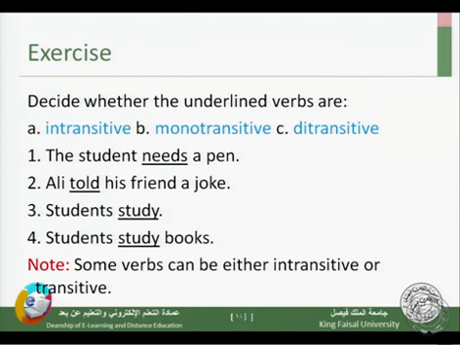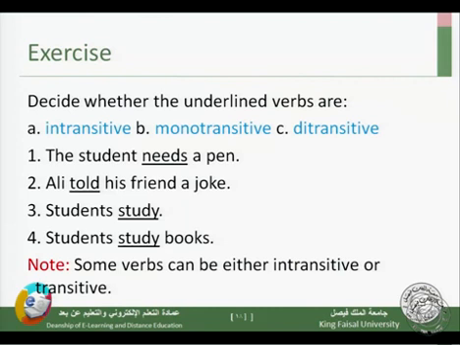Number 2, Ali told his friend a joke. Here you will notice we have his friend and we have a joke. So two objects for the verb told. Told takes two objects here, his friend and a joke. So as we said, two objects, it is a ditransitive verb. So the answer of number 2 is C.